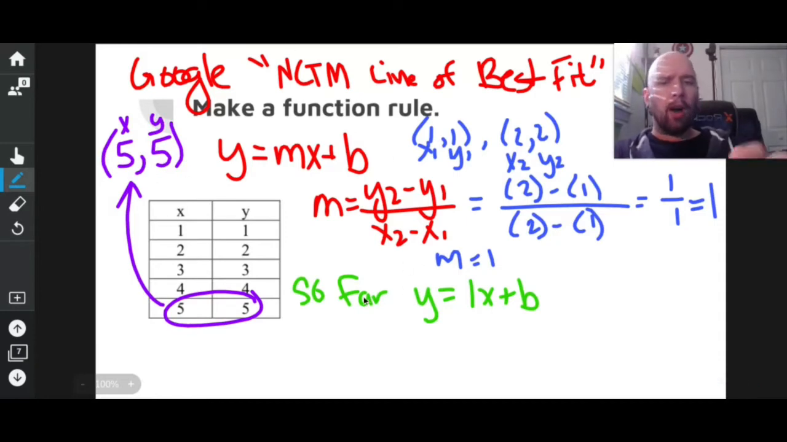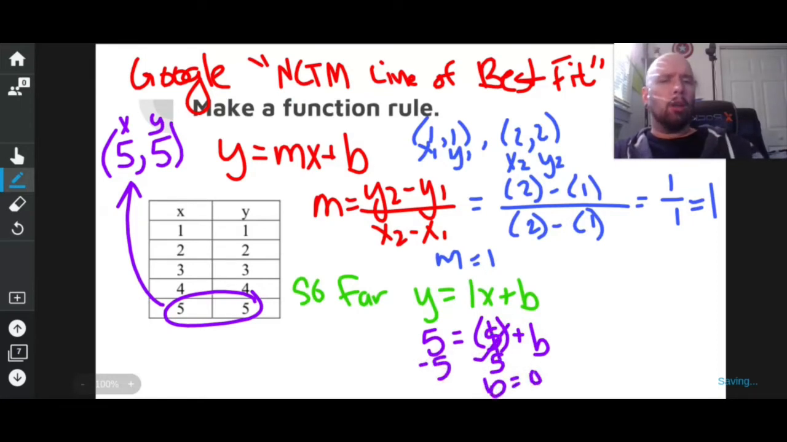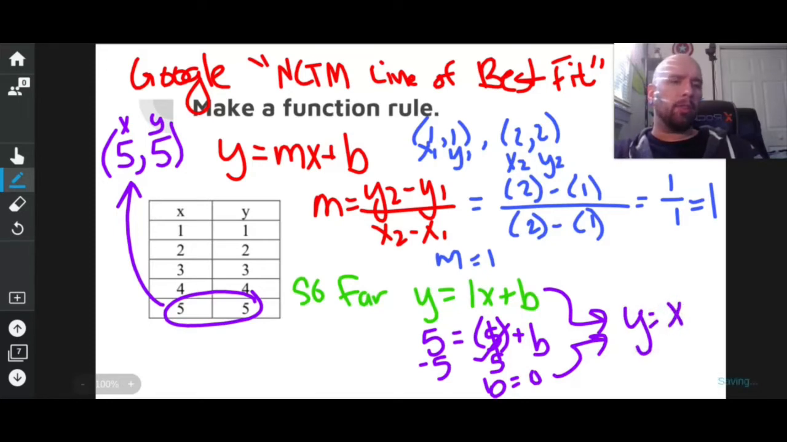So y is 5. 5 equals 1 times x. Well, I don't need that 1 there. So 5 plus b, subtract 5, and then b will equal 0. So if what I have is y equals 1x plus b and b equals 0, then I have y equals 1x, which is just x, plus 0, which is nothing, and that's my answer.